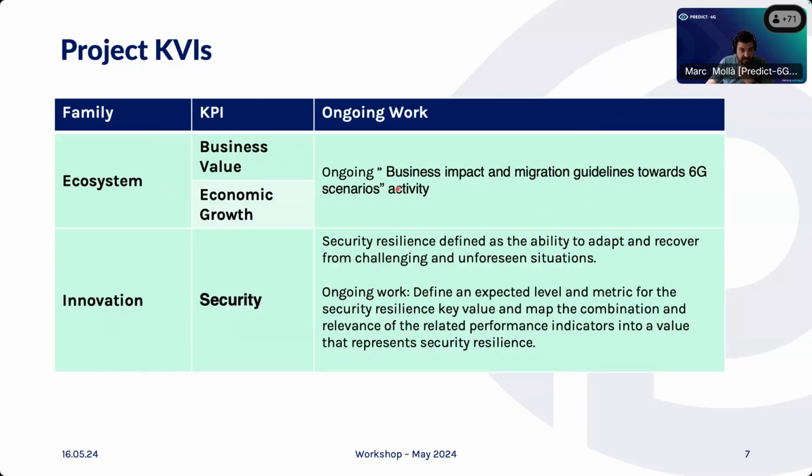Regarding KVIs, we are working basically on 2 sets of KVIs. One is the business value that our improvements can provide. We have an ongoing activity that is analyzing these business impacts and migration guidelines toward these 6G scenarios that we are working on. And also we have a track working on security, not only security in the data plane, but also security between the federation of the domains, as we are working with different administrative domains, let's say. Okay.